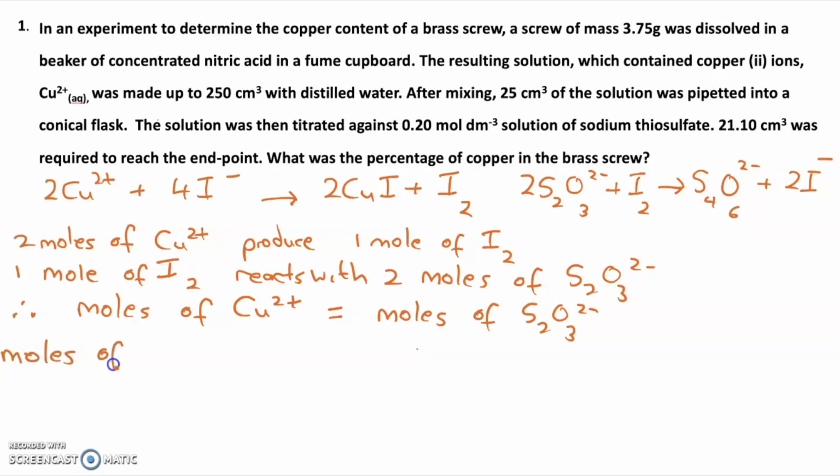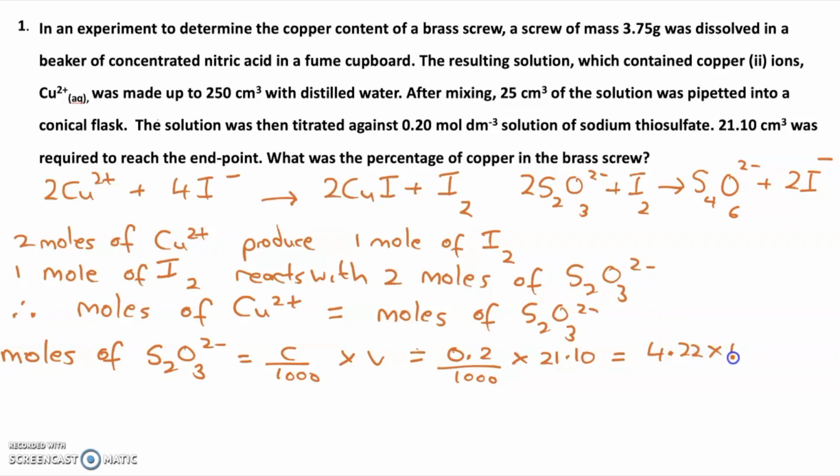Now if we know the moles of thiosulfate needed in the titration, we know the moles of copper 2+, because the moles of thiosulfate is equal to the moles of copper 2+. To work out the moles of thiosulfate, we do concentration over 1,000 times volume, that is 0.2 over 1,000 times 21.10, which gives 4.22 times 10 to the minus 3 moles. So the moles of copper 2+ in 25 centimeters cubed would also be 4.22 times 10 to the minus 3.